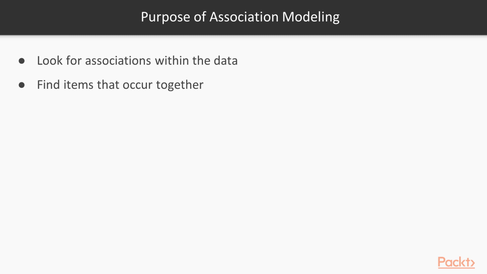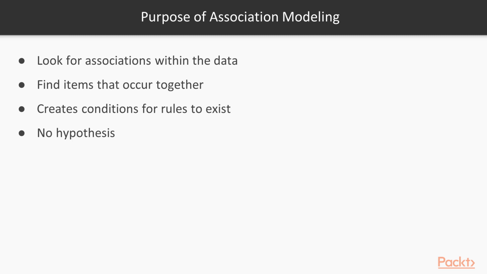Okay, so what grocery items are purchased together? What items in general are purchased together? That kind of thing. And then what it does is it creates conditions for these rules to exist. So if you have this, then you're likely to get that. That's basically it. The main idea behind association modeling is that really there are no hypotheses. We're letting the data just speak for itself, because this is the way that we find these unusual combinations.